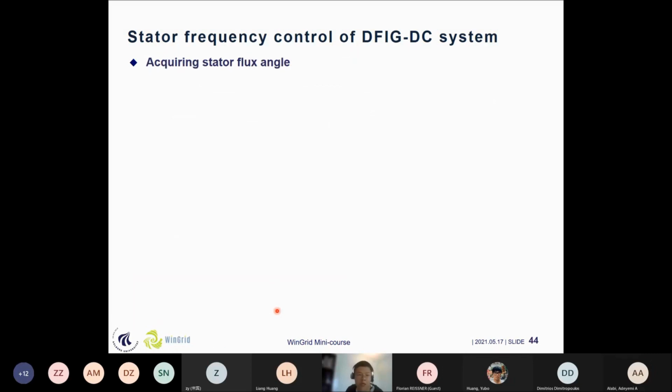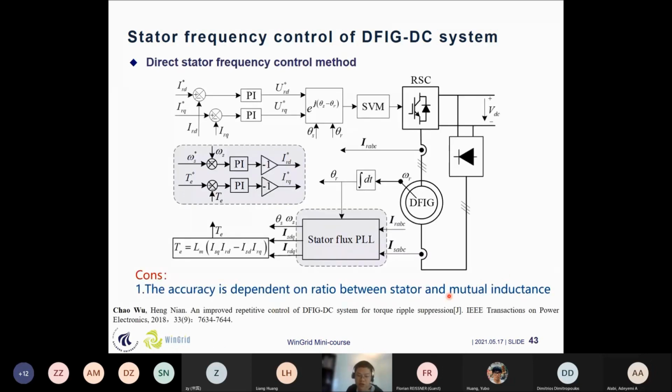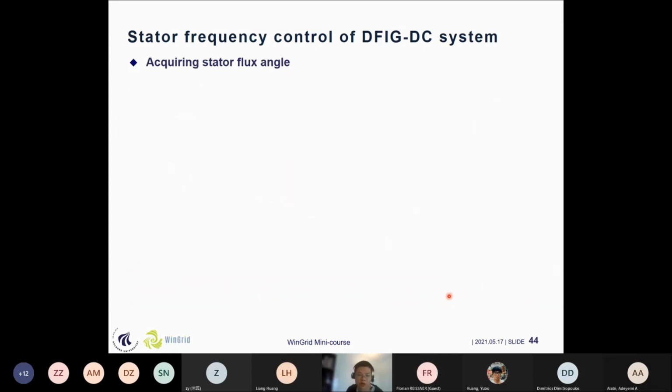Okay, but the drawback is that it still depends on the stator and the mutual inductance, since we are using the current model to acquire the stator flux.